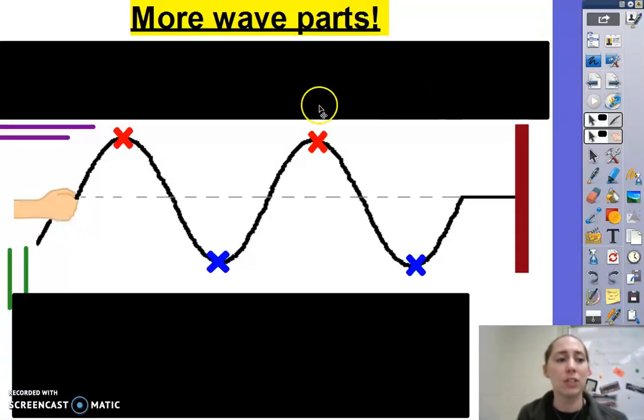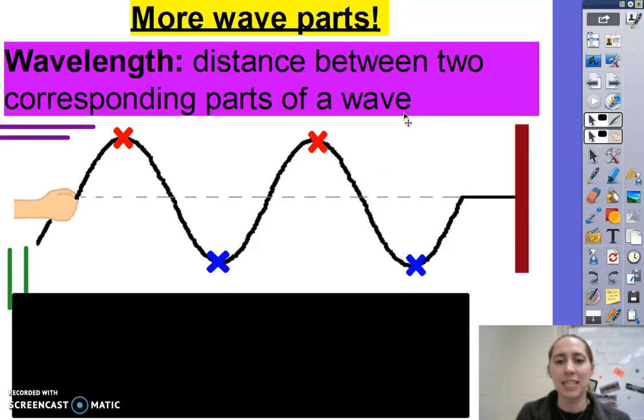Remember from the last video that the top of a transverse wave is called the crest, shown by these red X's, and the bottom of the transverse wave is called the trough, shown by these blue X's. We're going to add two more words to your vocabulary: wavelength and amplitude.